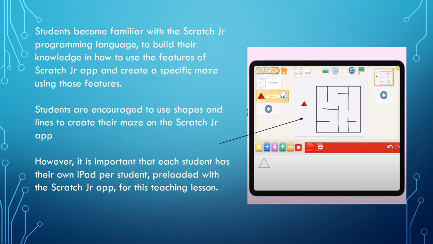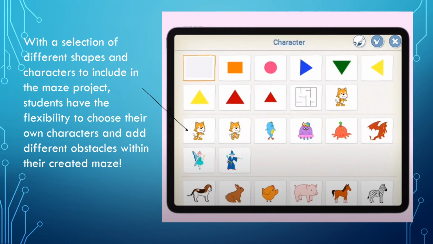With a selection of different shapes and characters to include within their maze project, students have the flexibility to choose their characters and add various obstacles within their created maze. Once the students have chosen their character, they will add this to the maze and direct them to move through the maze without hitting any obstacles using the motion blocks.